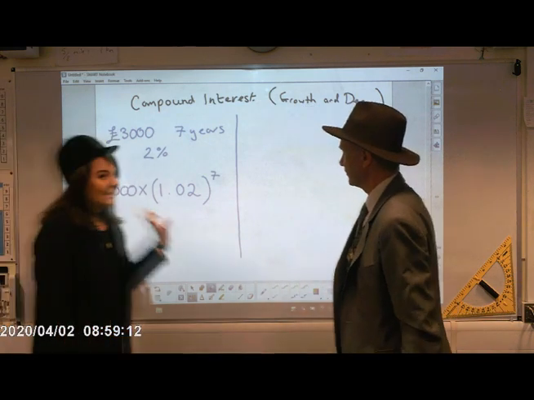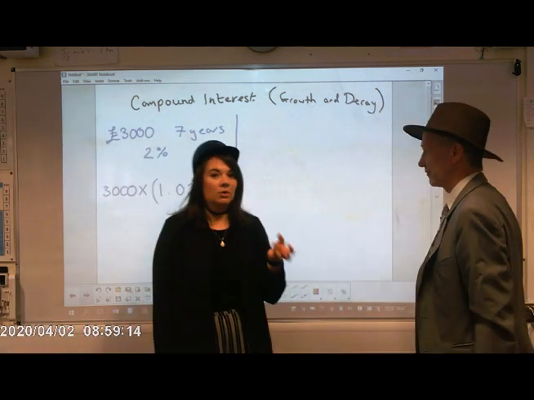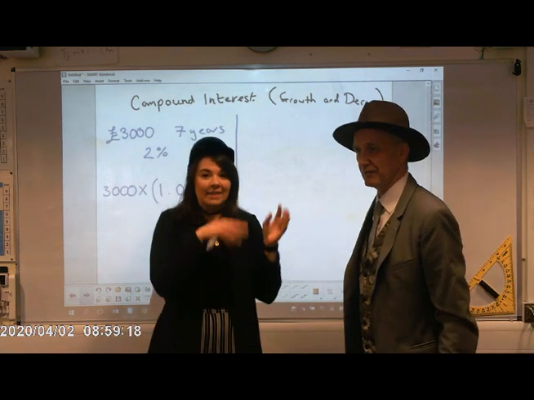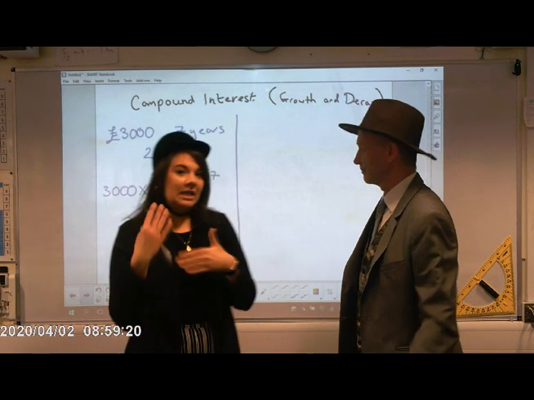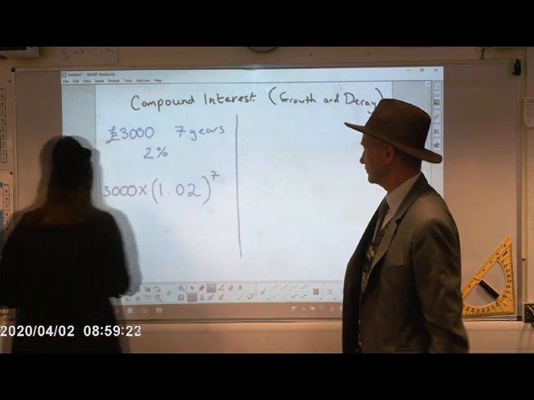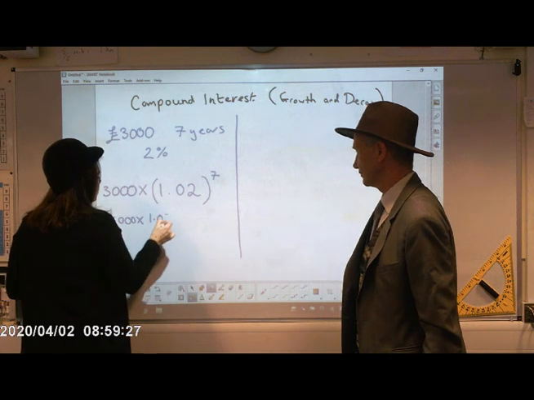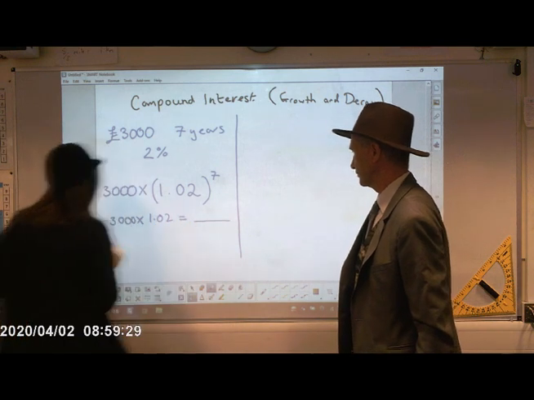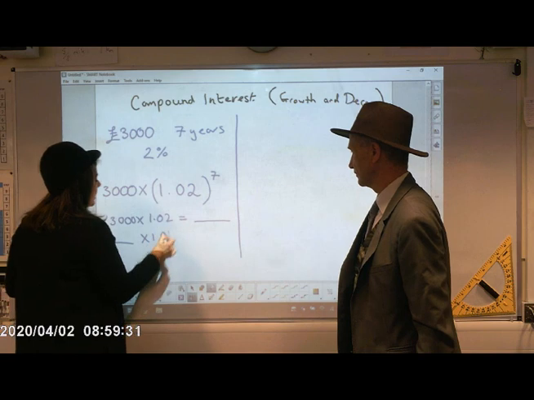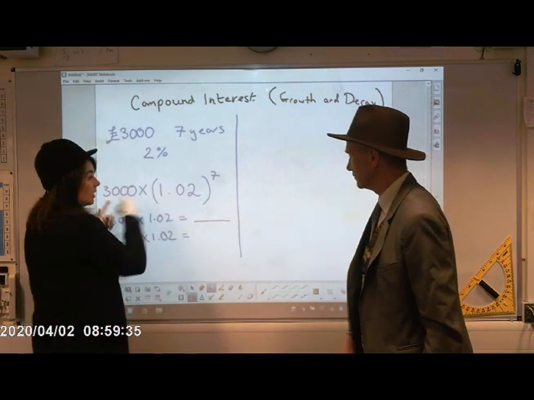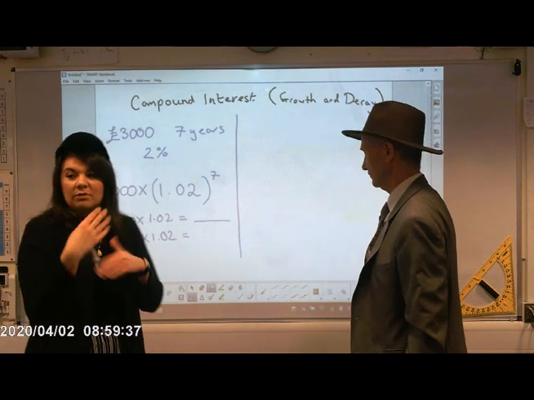That's why this is actually a better form of interest to gain more money, because it always creates 2% on what you now have each year. It grows year on year. You would do 3,000 times by 1.02, get your answer, then take your answer and times that by 1.02 again, and you'd have to do that 7 times.